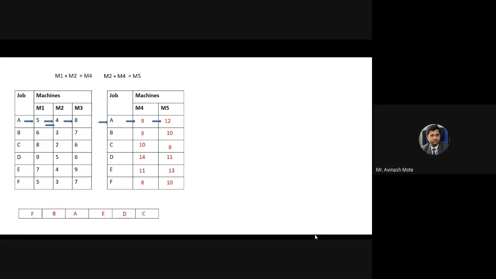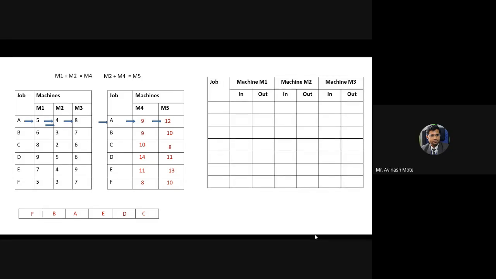So making the sequence is done with the help of 2 machines and not with 3 machines. Only the sequence. Now our table will start like this. As many machines, that many columns multiplied by 2: machine M1 in out, machine M2 in out, machine M3 in out. Don't consider the newly developed machines M4 and M5 here. M4 and M5 are only for making the sequence. Once you get the sequence, the remaining in and out process will be based on the original table, because the timing is given in the original table and not in the second table.